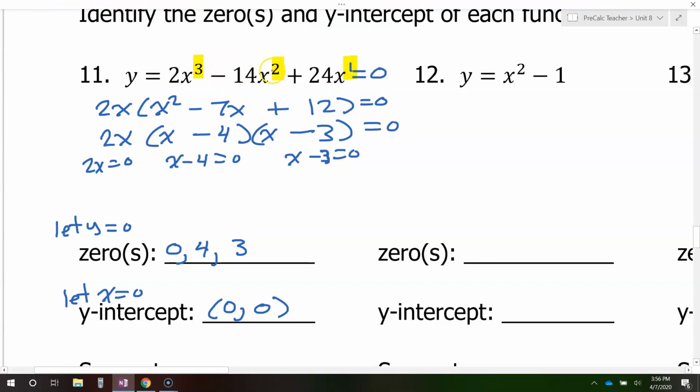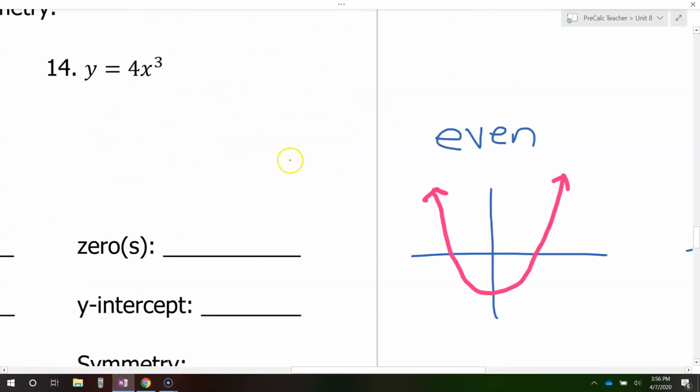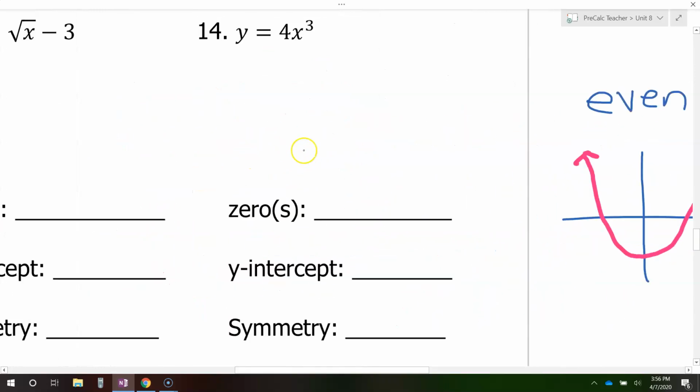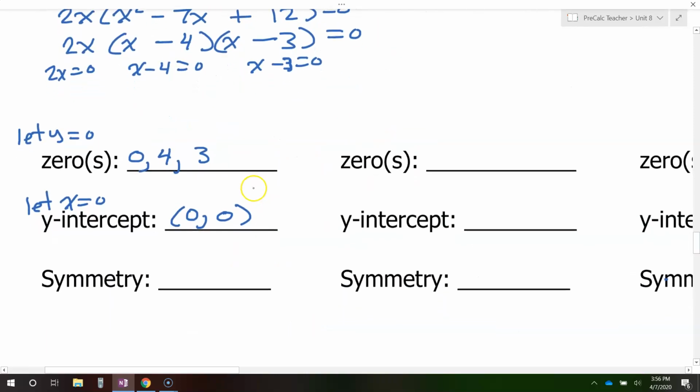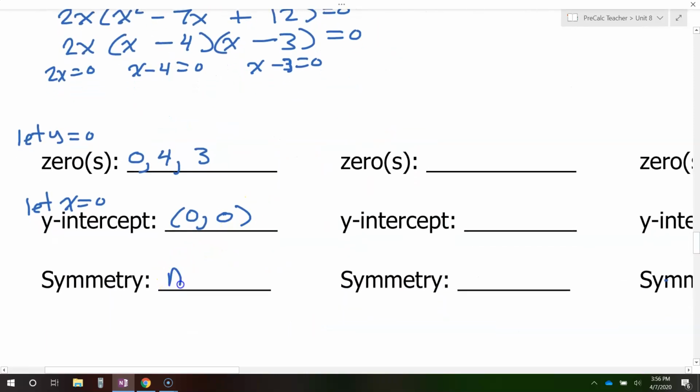If the exponents are all even, then it's going to be even symmetry. If the exponents are all odd, that's going to be odd symmetry. If you have a mixture, then that will be neither. And that's what's happening here. We have a mixture of even and odd, so this is going to have no symmetry. It's neither even nor odd, so we'll just put none.